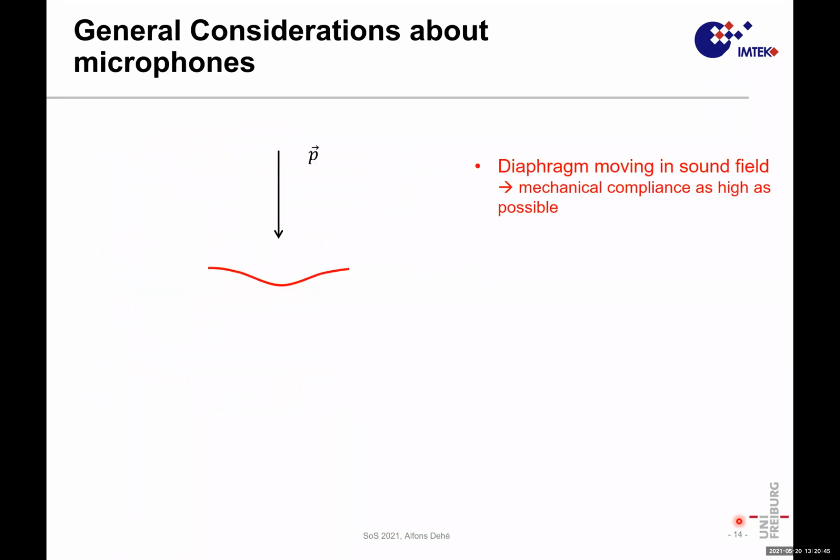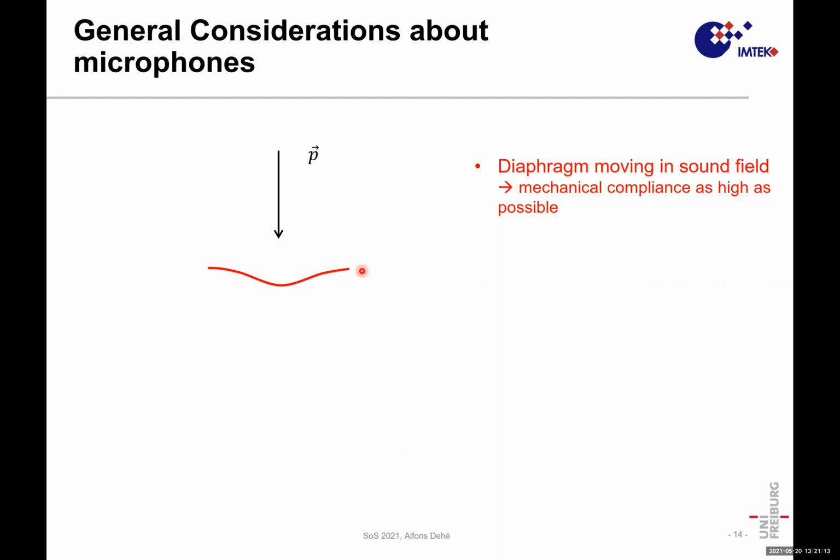What is important to do if you want to design a microphone? We are not yet checking how to transfer the signal. First of all, we check on a diaphragm that is moving in a sound field. Basically, you need a compliance of this diaphragm. It must move in the sound field, and finally you need to pick up the movement of this device.